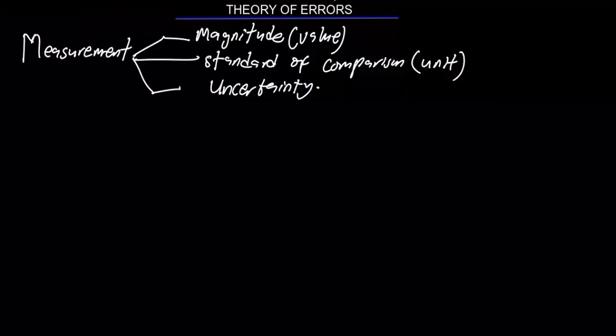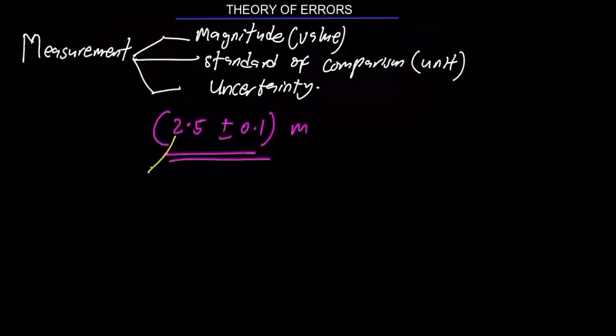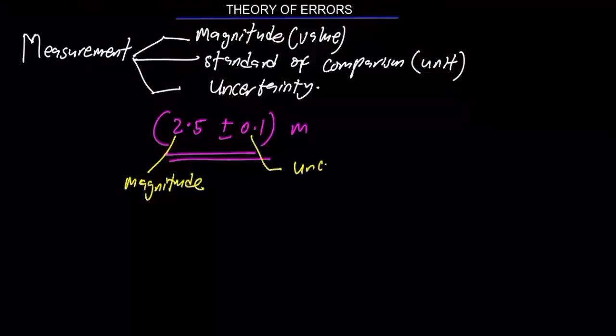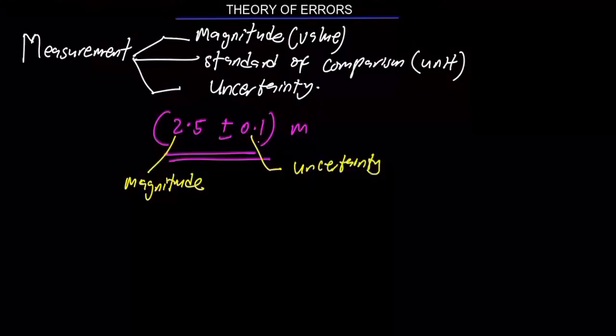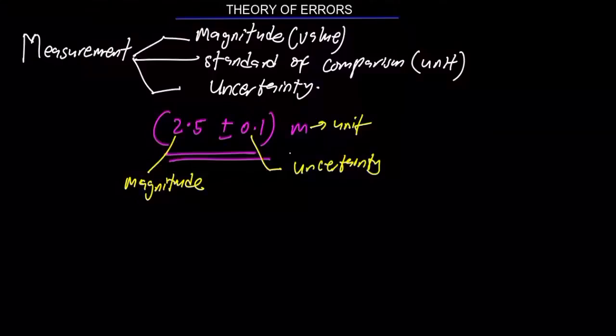For example, if I measure something like 2.5 meter, then plus or minus, let me say 0.1. Or let me put the unit here, plus or minus 0.1 meter. This is how a complete measurement should look. You see this 2.5 here is the magnitude we are talking about. That is the real value. And this one here is the uncertainty. And this is the unit. Your measurement must contain these three things: the magnitude, the unit, and the uncertainty.